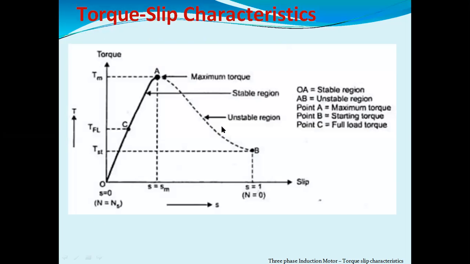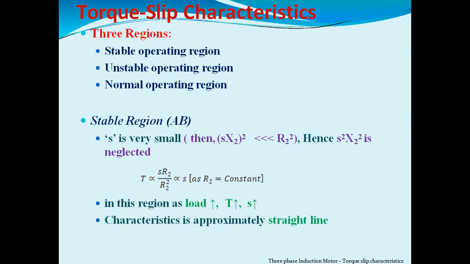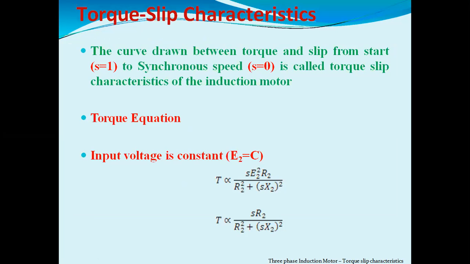Because if you see the torque equation, it is first directly proportional to S, and then inversely proportional to S. In the first case, in the stable region, we consider S x2 as 0, so torque is directly proportional to S. And in the unstable region, from B to C, we can neglect the value of R2, and we are supposed to consider S x2 in addition.